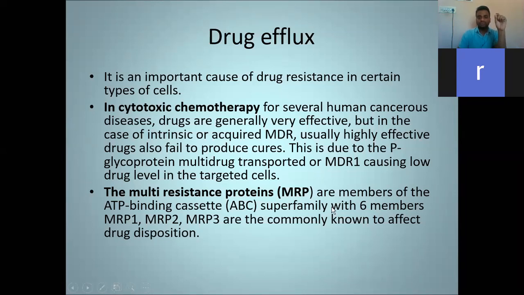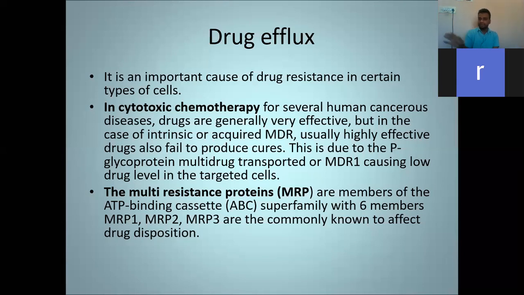Okay, so there are many multi-resistance proteins, and these are members of the ABC superfamily. ABC means ATP binding cassette. In ABC you have many families, ABC1 and so on. If you remember, one of the genes that we are still studying for levetiracetam is the ABCB1 gene. There, ABC is ATP binding cassette, and B1 is simply the name of that protein, or that gene in the sequence.